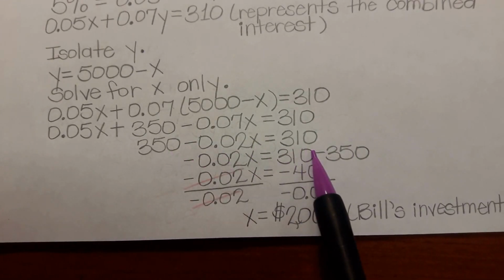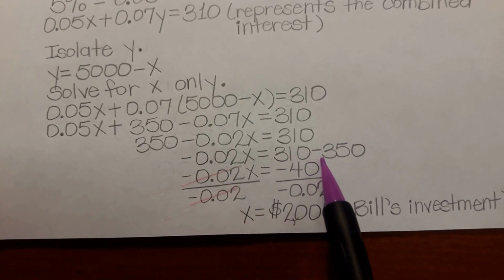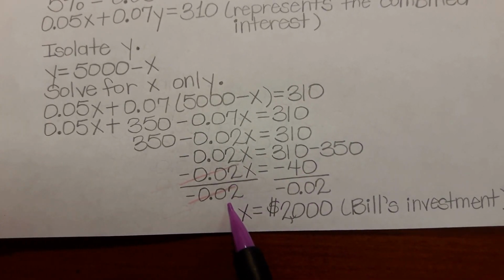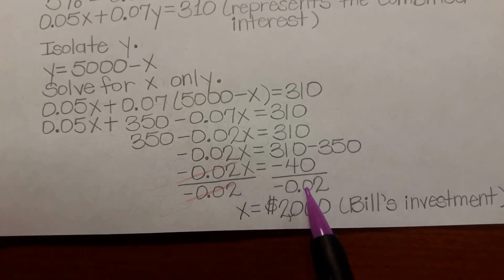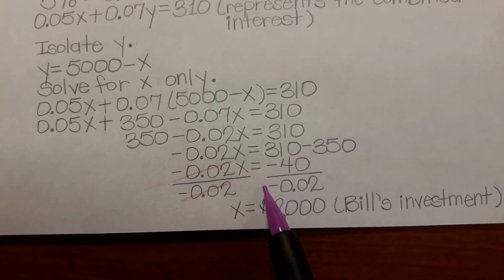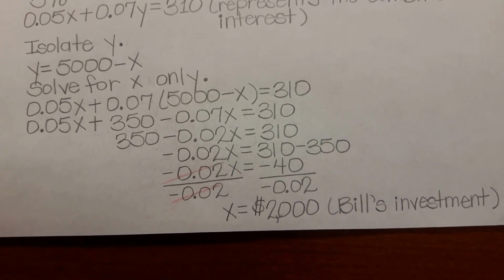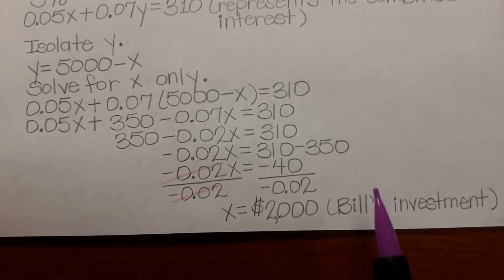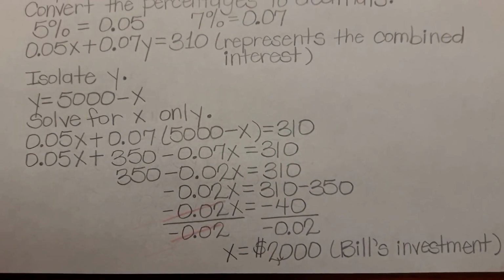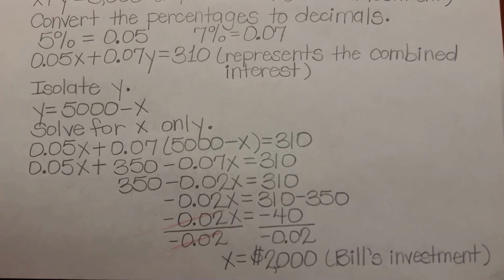So subtract 350 on both sides. I have 310 minus 350, which is negative 40. Divide both sides by negative 0.02. When I divide these 2 numbers, I know that a negative divided by a negative gives me a positive. And when I divide these 2 numbers, I get 2,000. So Bill's investment is $2,000.